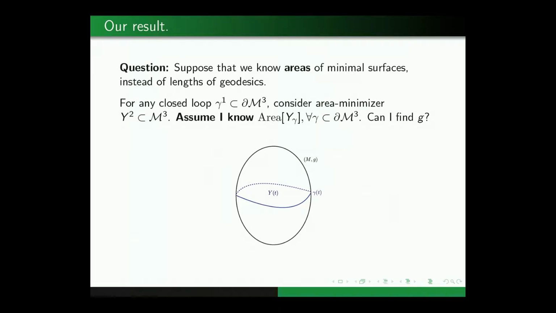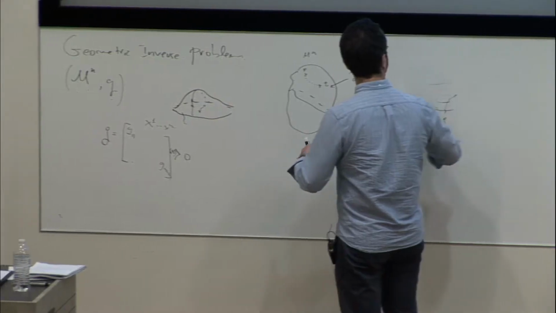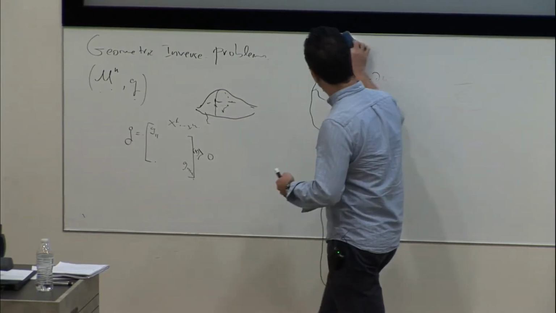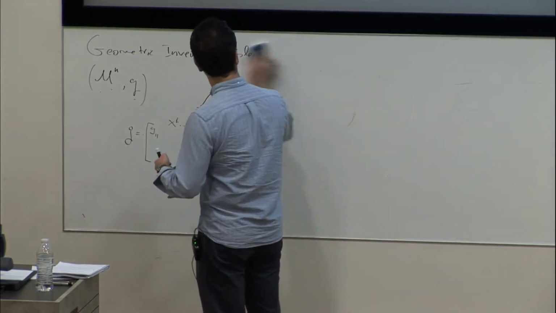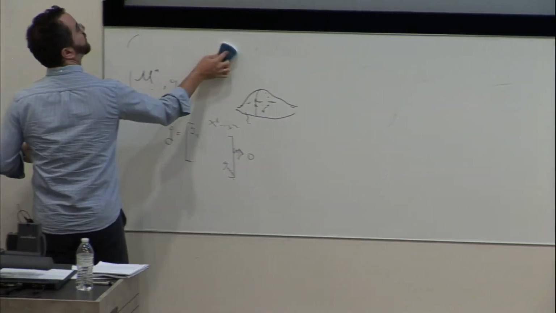So what that is: suppose for any closed loop I take on the boundary, I can consider all possible surfaces with that boundary and find the one with the least area. This is a very classical problem from the 18th century. If the boundary is mean convex, there exists such an object, the surface of least area. And assume that I know the area of that minimal surface for any curve I put at the boundary. Can I then find the metric? That's the problem I want to discuss today.